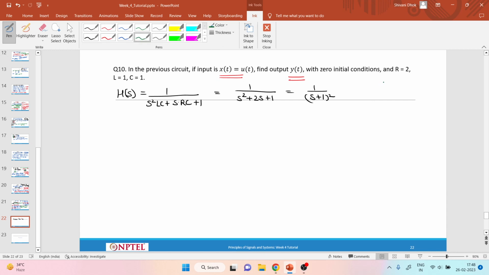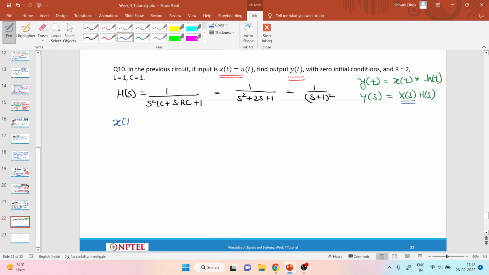Now this y of t is equal to x of t convolved with h of t. So one way is to find h of t using this h of s and then do the convolution operation, or what we can do is first find this y of s, which is x of s multiplied by h of s, followed by an inverse Laplace transform. This is a simpler way of finding it. So for that, we'll first try to find the value of x of s.